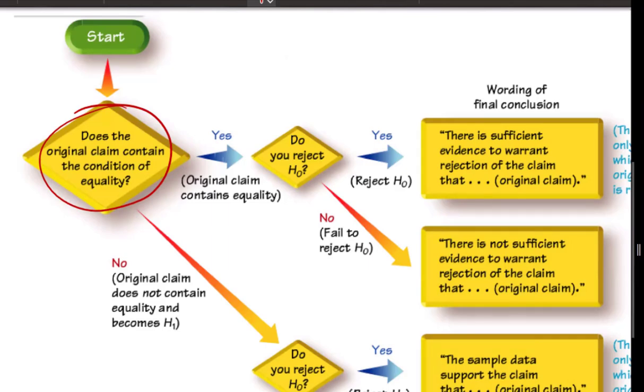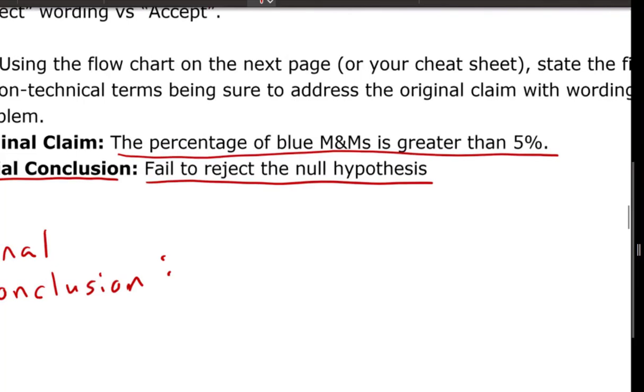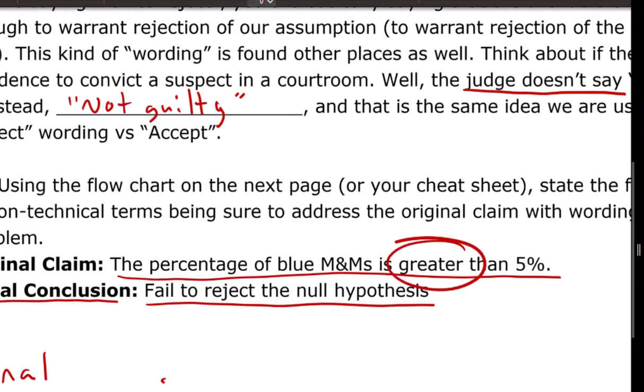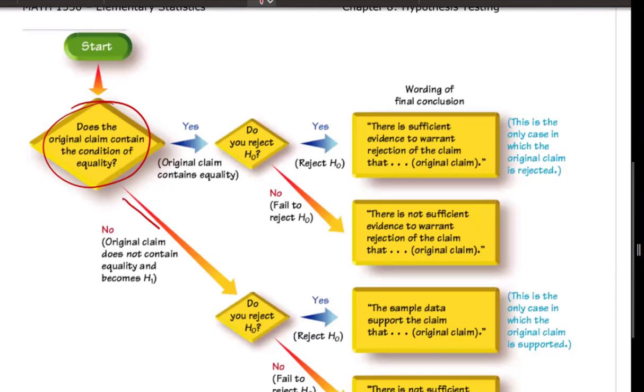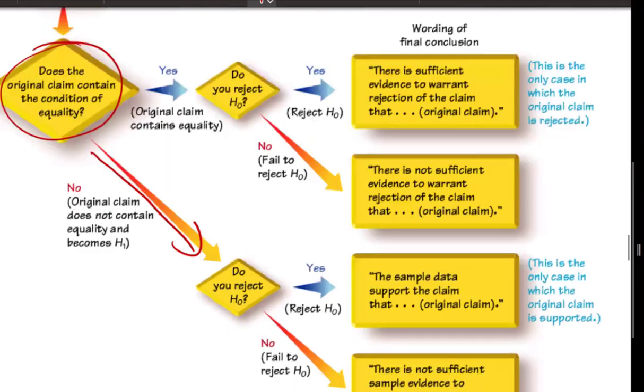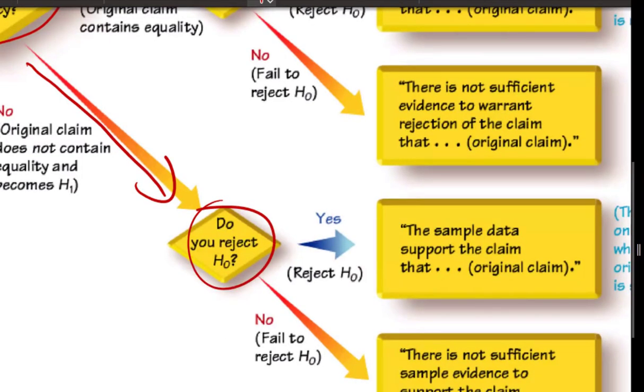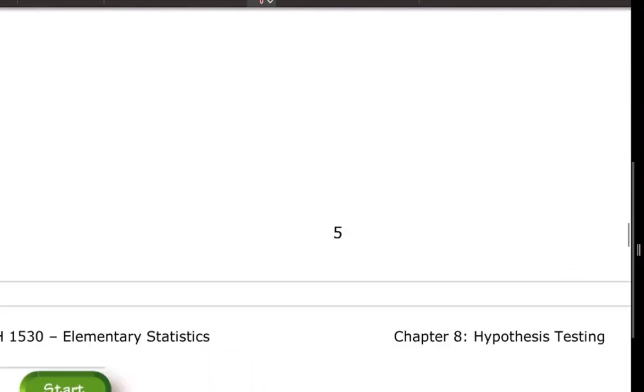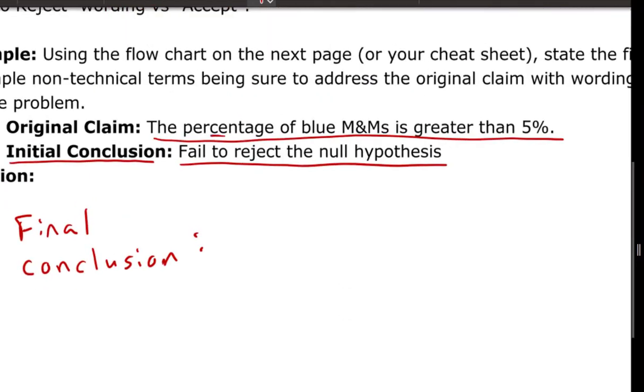Well, if you look back up here at the original claim, it says percentage of blue M&Ms is greater than 5%. So the original claim actually does not have equal. So we're going to follow the no path. It just has a greater than symbol. Now, do we reject the null hypothesis? And that is your initial conclusion, that you will get when you compare the p-value to the significance. So the initial conclusion they give us is fail to reject the null hypothesis. So we want to follow that pathing right there.